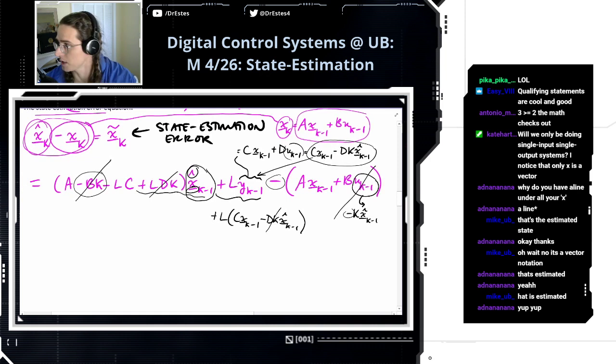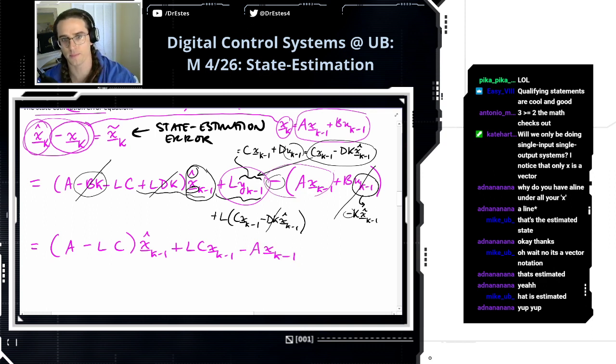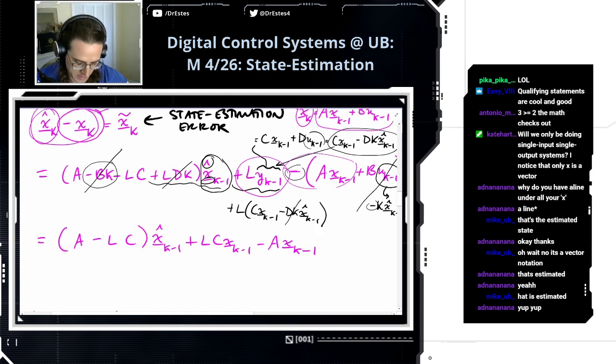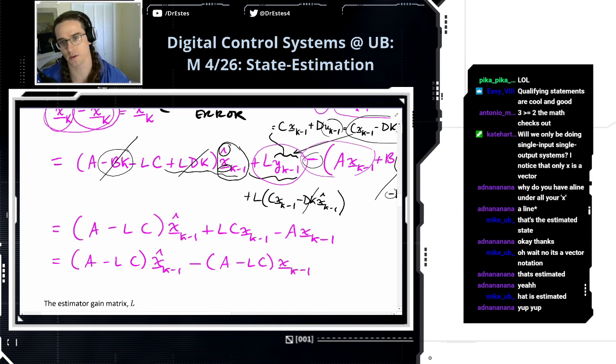I know this is getting a little messy, but let's rewrite this. This isn't going to end up being only A minus LC times X hat K minus 1. And then the only thing left over from this LY is going to be plus LC X K minus 1. And then the only thing from over here left over is minus A times X K minus 1. And this is going to turn into something a lot simpler in just a second. So you can see that this is A minus LC times X hat K minus 1 minus A minus LC times my states, X K minus one.